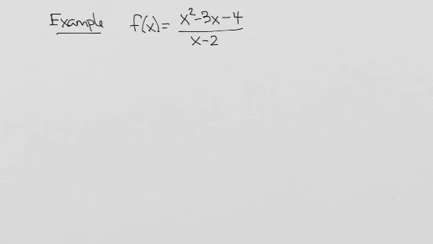All right, so here I've got this one. Now, in this one, the degree of the numerator is 2, and the degree of the denominator is 1. So if we were looking for a horizontal asymptote, we wouldn't get any. But because the degree of the numerator is exactly 1 larger than the degree of the denominator, we're going to get a slant asymptote. And here's how we're going to do it: I'm going to do synthetic division.